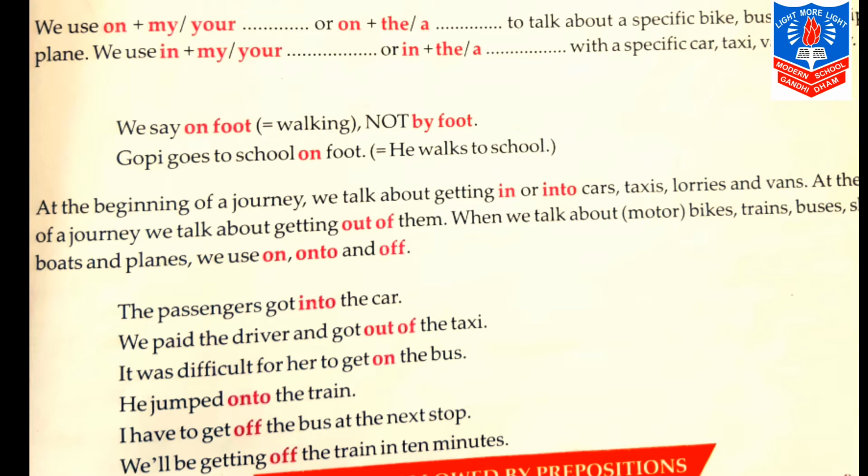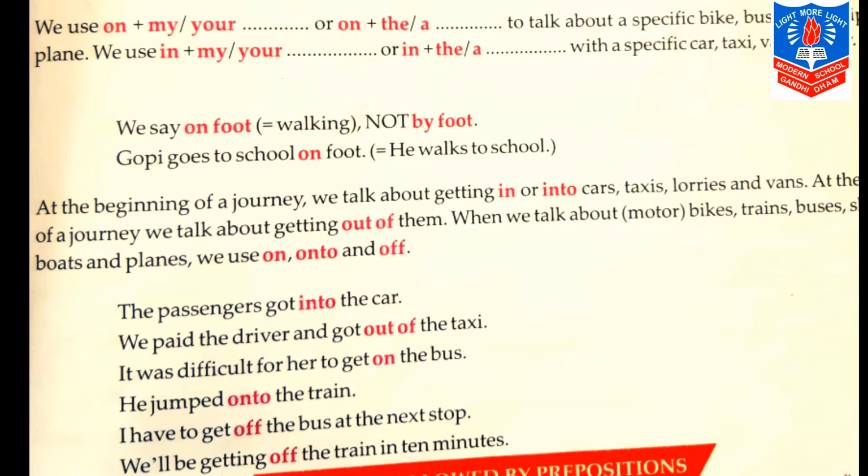For example, we say on foot walking, not by foot. So, what we will say? We will say on foot walking. We are not walking by foot. Our next example is Gopi goes to school on foot. He walks to school. Now, at the beginning of a journey, we talk about getting in or into cars, taxis, lorries, and vans. And at the end of the journey, we talk about getting out of them. So, when we talk about motors, motorbikes, trains, buses, ships, boats, and planes, we use on, onto, and off.